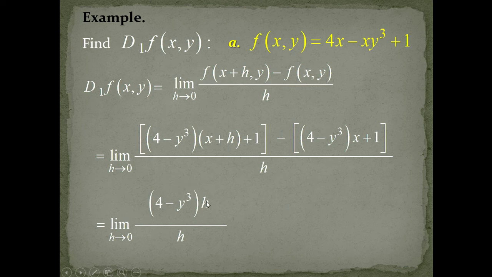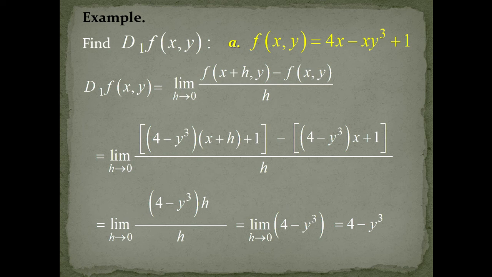Then you have h and h at the denominator. So h divided by h is equal to 1, which leaves the limit of 4 minus y cubed as h approaches 0. So therefore, your final answer is equal to 4 minus y cubed. Okay, so I think it's very easy, class, because we have learned this before when we discussed limits. So I hope you can still remember them.